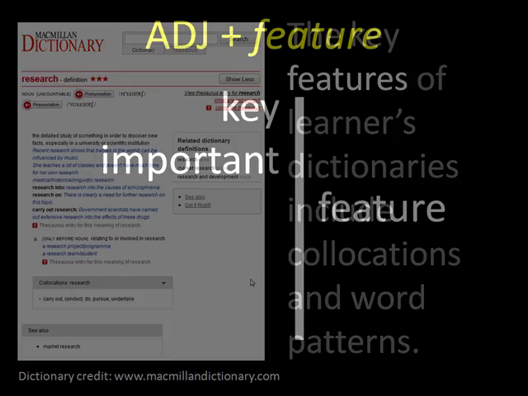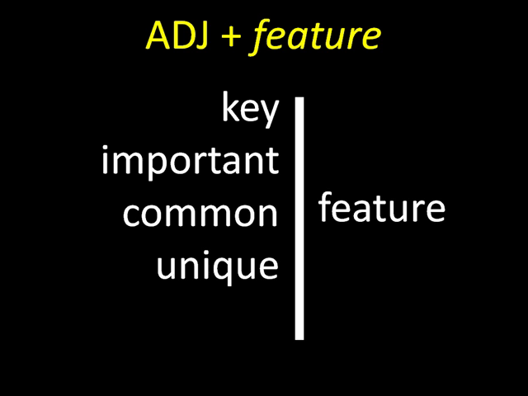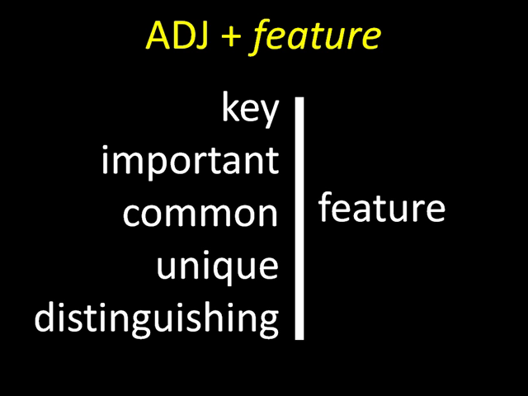Right. In fact, key and important are two of the most frequent adjective collocations for the word feature in academic English. Others include a common feature, a unique feature, and a distinguishing feature. And what does distinguishing mean here? Well, a distinguishing feature would be a feature that sets something apart from other similar types of things.